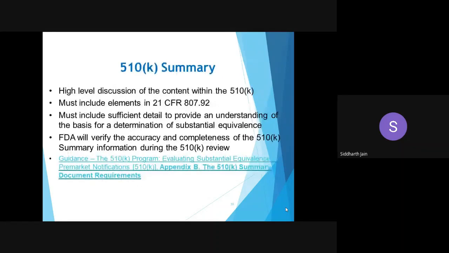Next slide. The 510K summary is a high-level discussion of the content within the 510K and must include the elements written in 21 CFR 807.92. It must include sufficient detail to provide an understanding of the basis for the determination of substantial equivalence. So again I am giving major emphasis to predicate devices, because the 510K clearance process becomes much simpler if you have done the substantial equivalence or predicate device analysis very accurately. The next slide.